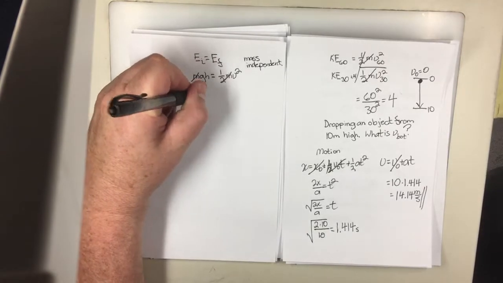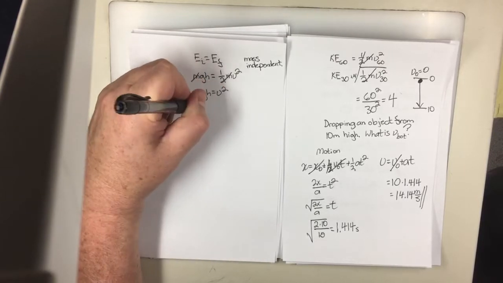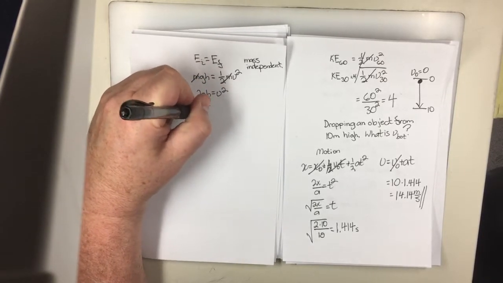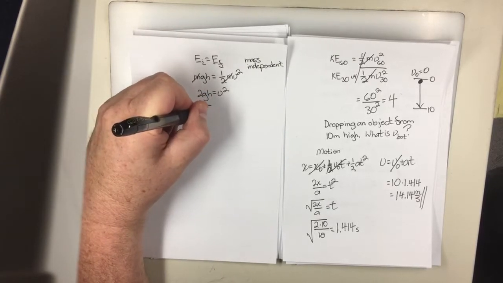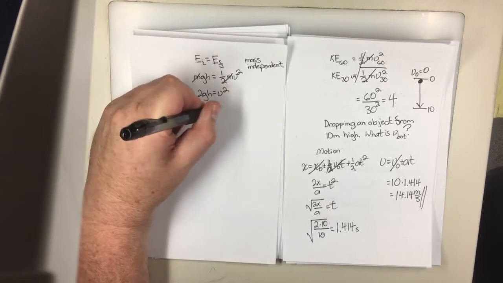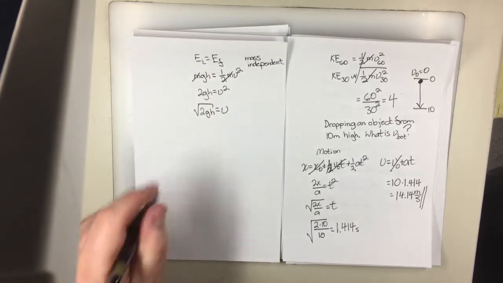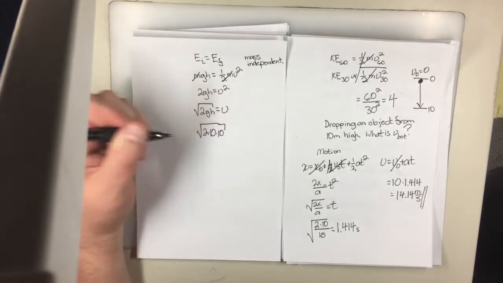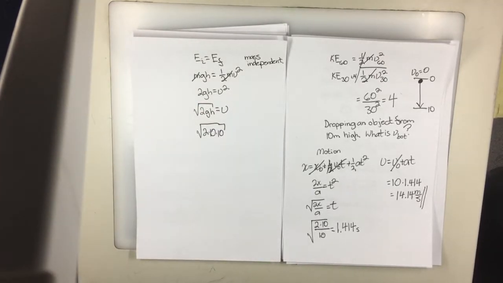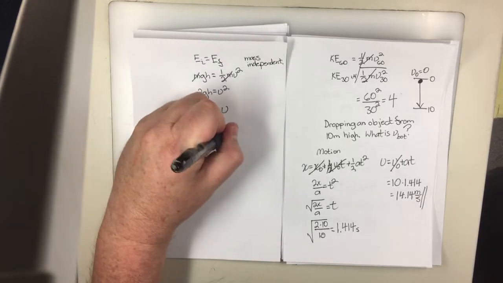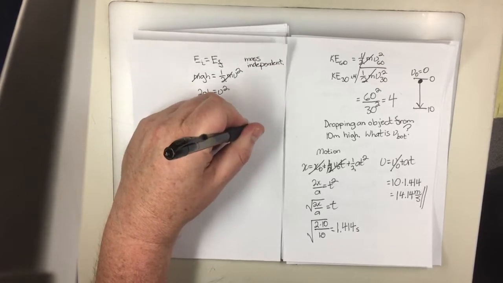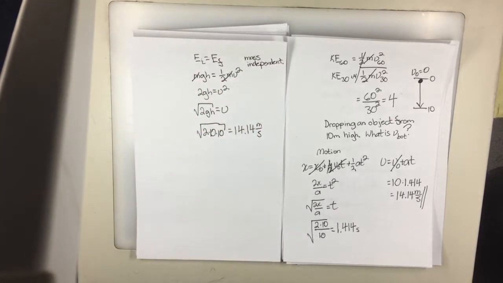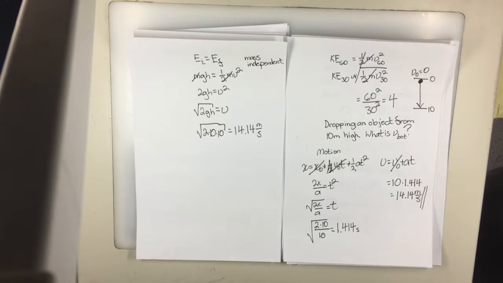Solving for v: 2gh is equal to v squared, so the square root of 2gh is equal to v. So this is equal to the square root of 2 times 10 times 10, or the square root of 200, or once again 14.14 meters per second. So this is a very simple way of introducing conservation of energy.